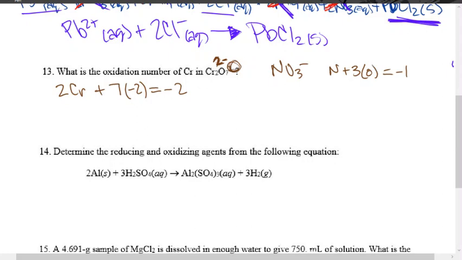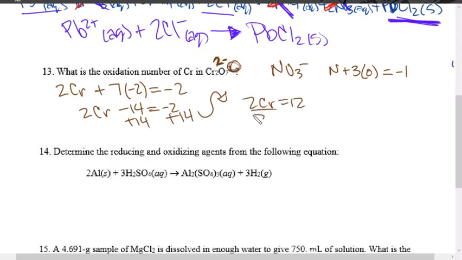Okay, so then we'll just do some algebra. We have 2Cr minus 14 equals negative 2. Add 14 to both sides. Then we get 2Cr equals 12. Divided by 2, Cr equals positive 6. There is your answer.